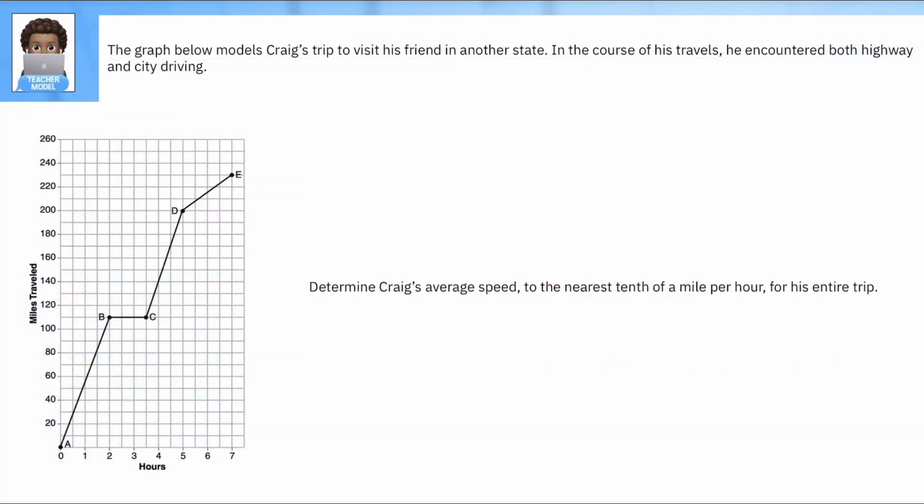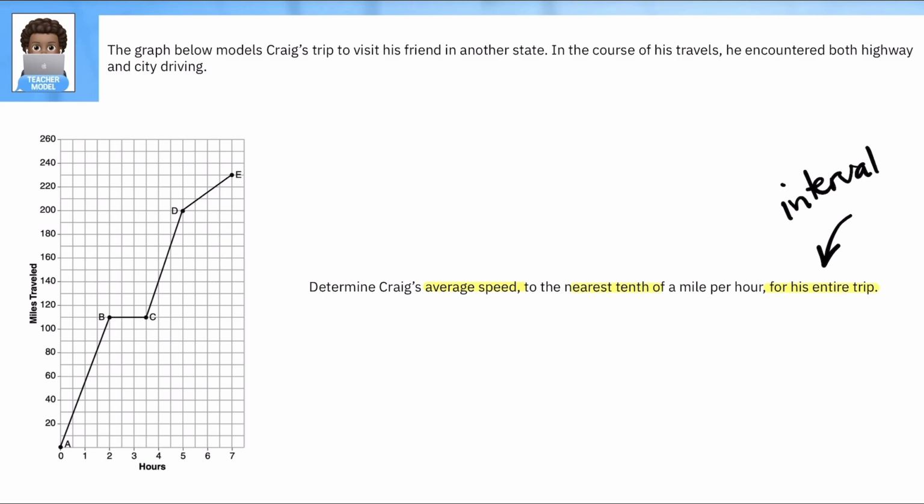We're going to come back to this problem with Craig. Remember, he was on that driving trip, and we saw when he was on the highway and in the city, we tried to make some guesses and figure out what happened during the intervals of those sections. So here's our question for today. We're going to determine his average speed to the nearest tenth for the entire trip. So looking at this, the entire trip, this is our interval.